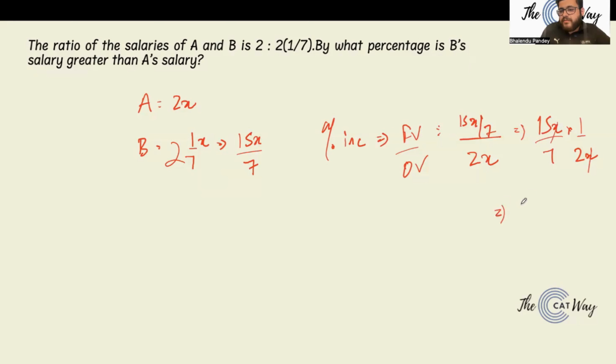What are you left with? You are left with 15 by 14. Now 15 by 14 means original value is 14. There is an increment of 1 over 14. So 1 by 14. 1 by 14 gives you nothing but 7.14%. So 7.14% is going to be your correct answer in this case, right?